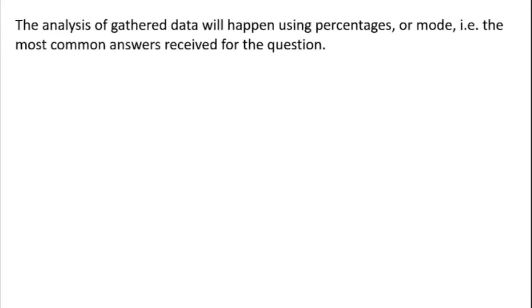So the analysis of gathered data will happen using percentages or mode. In other words, the most common answer received for the question, right? We define mode as the most frequently occurring value. Here, I will show you an example of a research that involves identifying one's gender. One for male and two for female. Again, those numbers are for identification only.